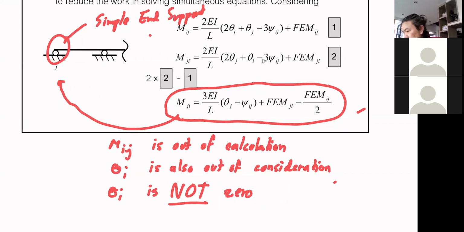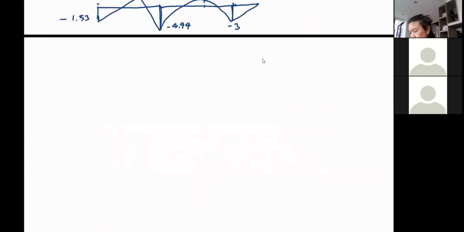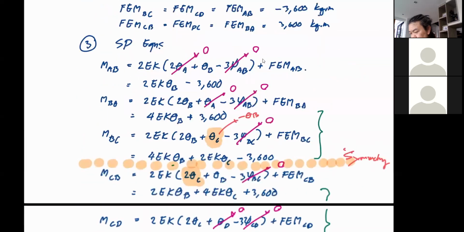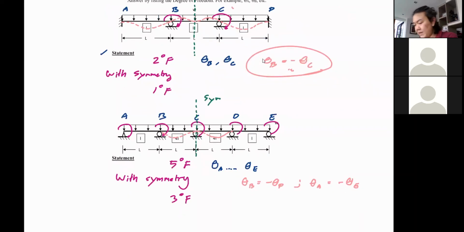So for example, let's go back to the first example. When you look at this one, you see, with symmetry, you know that theta B here is equal to minus theta D and theta A is equal to minus theta E. So now you are down to three unknowns, correct? Theta A, theta B, and theta C. But in this case, you now know that MA and ME will be equal to zero, right? MA and ME in this case will be zero.